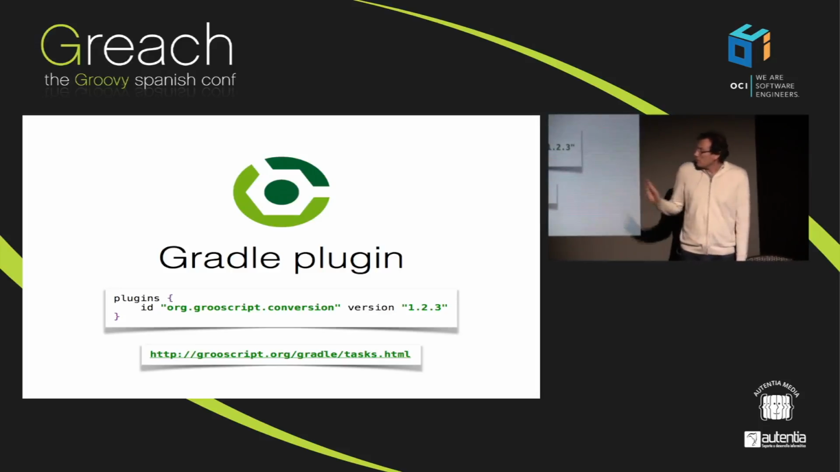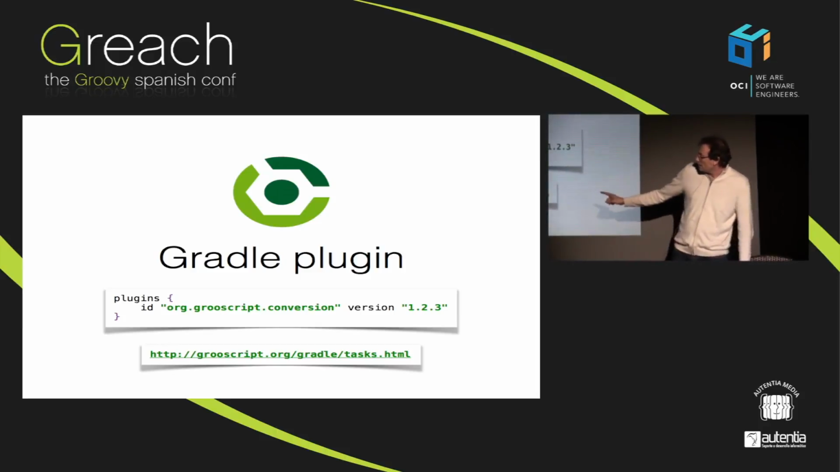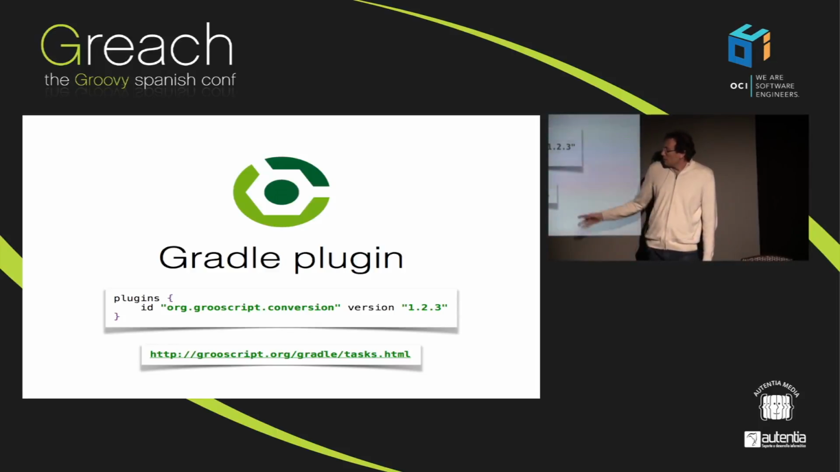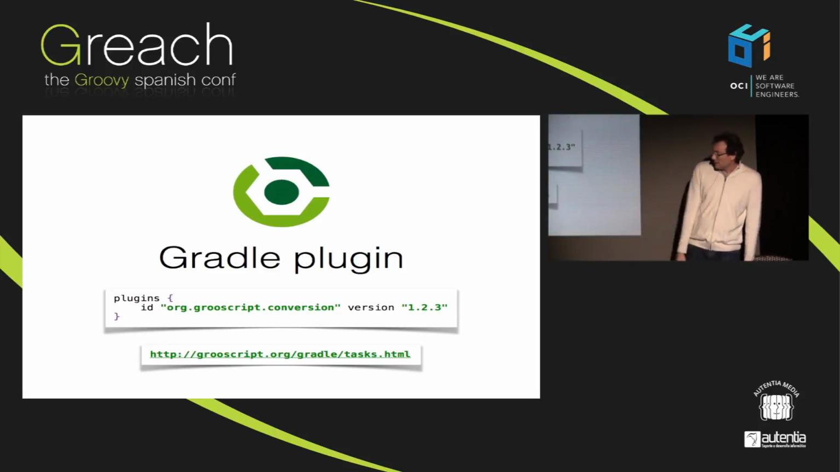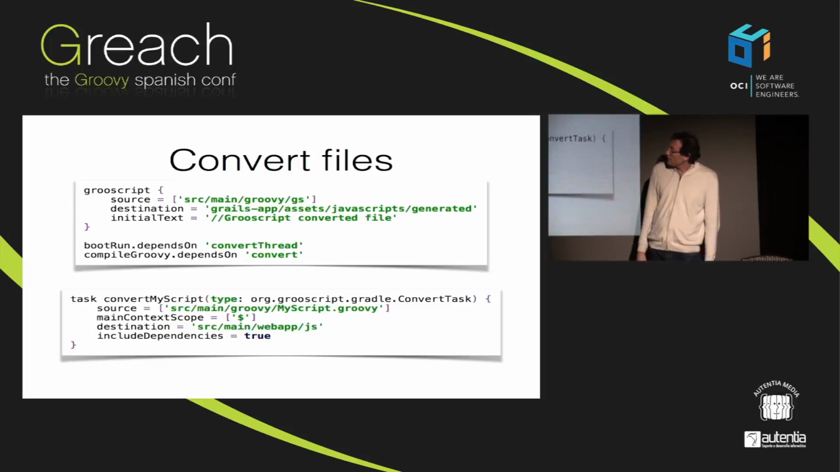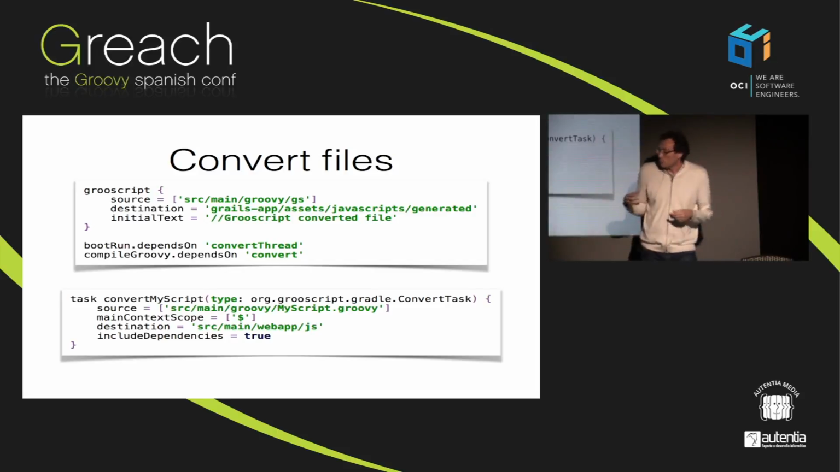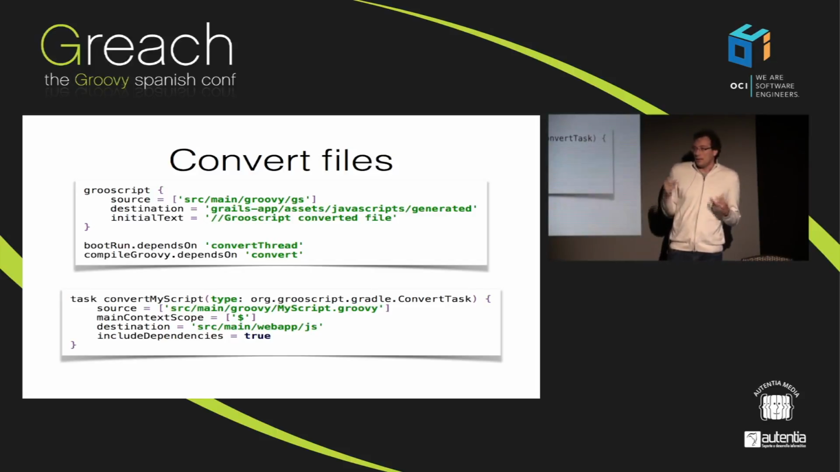So the Gradle plugin is mainly for converting your Groovy files to JavaScript. So this is the last version, and this is a more detailed explanation of the task. So let's see. For example, if you want to convert files from Groovy to JavaScript, just use the task for that. And here I'm using this because if you are running your Grails application, you want to convert that file 2 times. Well, more than 2 times.